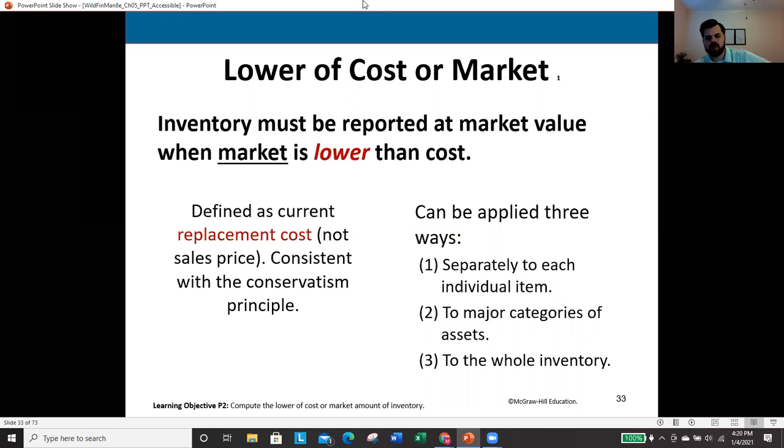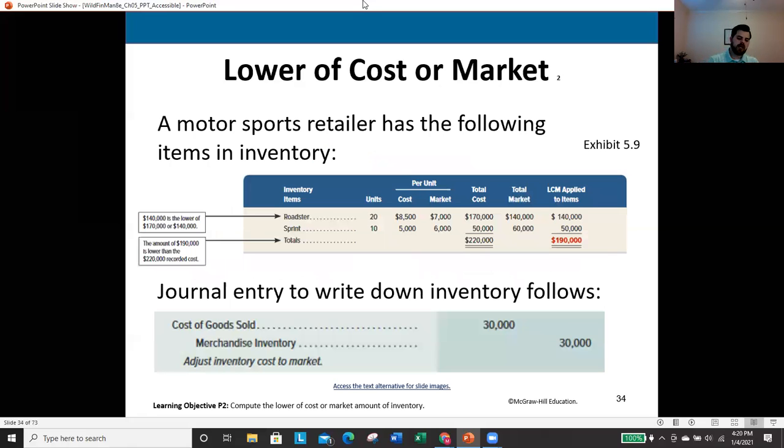So I think this makes a little bit more sense if we actually look at an example. So we'll do that, I believe, on the next slide. But we see here, we can apply this in one of three ways. It doesn't matter as long as we're consistent. So we can either apply this to each individual item we have, to major categories, or to everything all at once. So in this case, our inventory is made up of 2 items, Roadsters and Sprints.